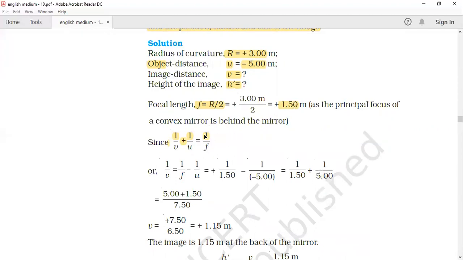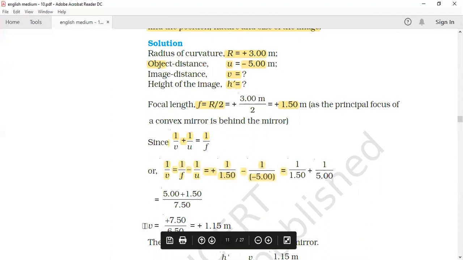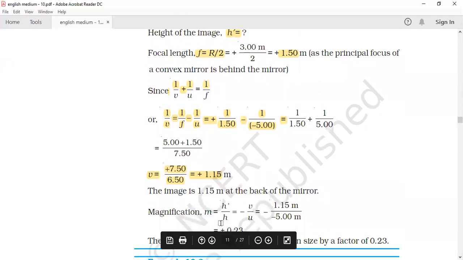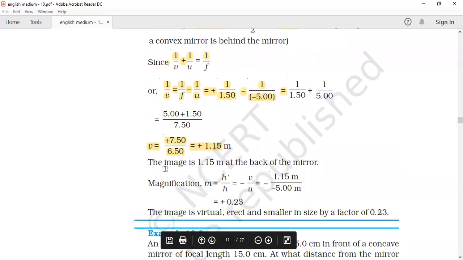So directly we put in this equation, and after mathematical steps we found the value of v. So this answer should become plus 1.15 meter. So the image is 1.15 meter at the back of the mirror.